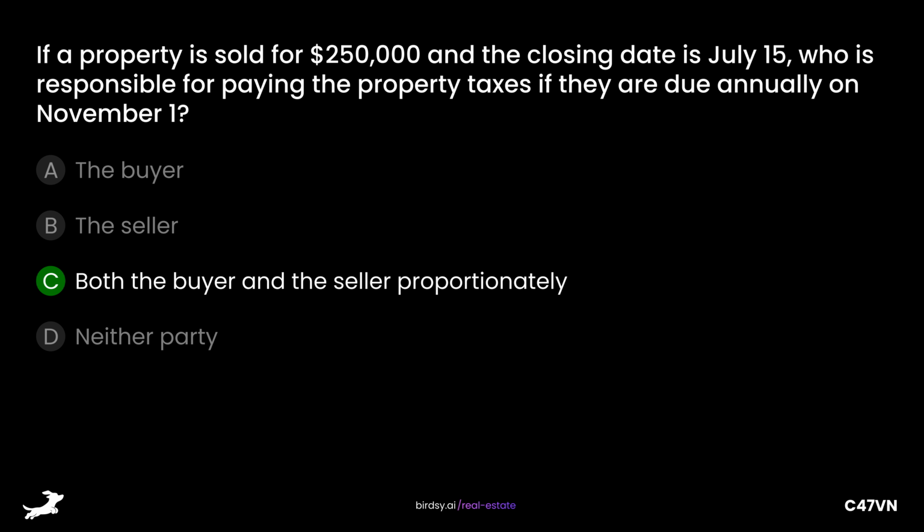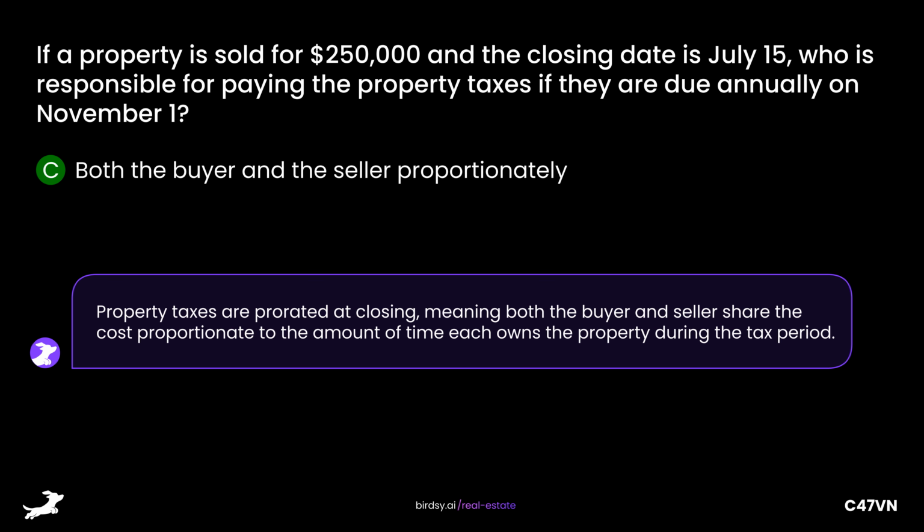Both the buyer and the seller proportionately. Property taxes are prorated at closing, meaning both the buyer and seller share the cost proportionate to the amount of time each owns the property during the tax period.